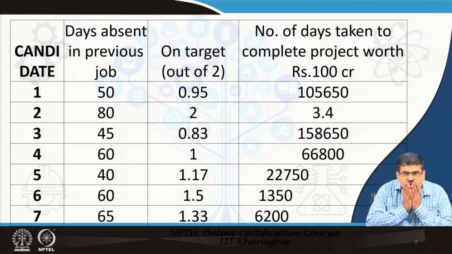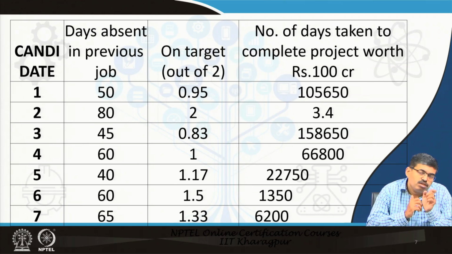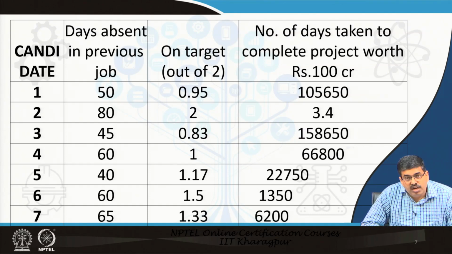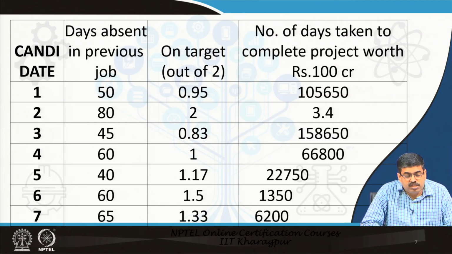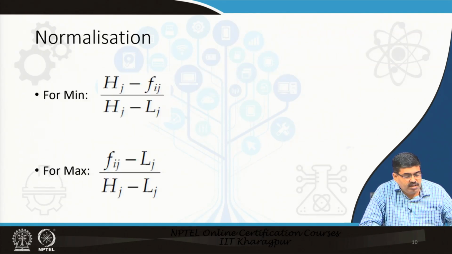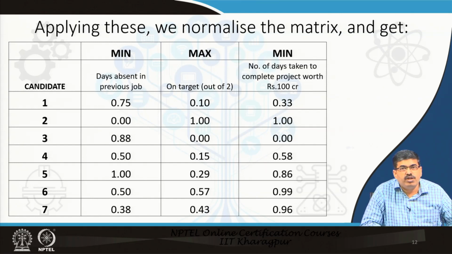Okay. So, what does the minimization formula look like now? Hj minus Fij, that is 80 minus 50, so 30, divided by Hj minus Lj, which is 80 minus 40, 40. So, 30 by 40, that is equal to 3 by 4, that is equal to 0.75. Okay. This is for the first cell. So, see this column, candidate 1 is 0.75.